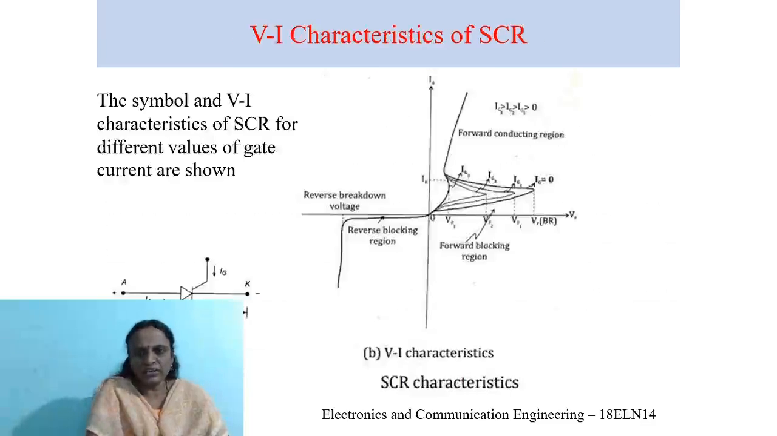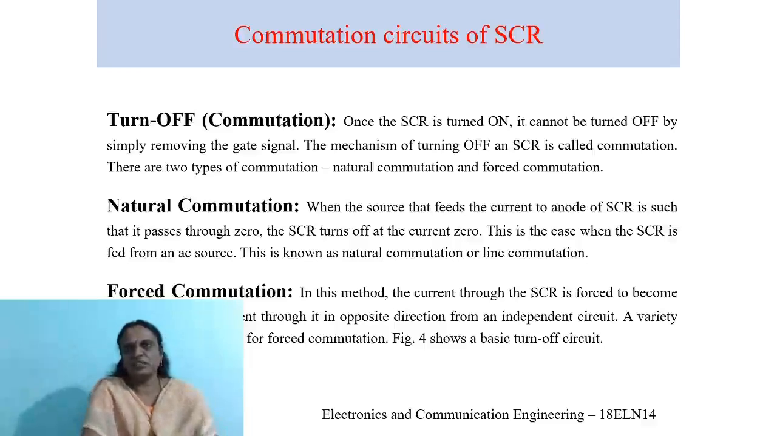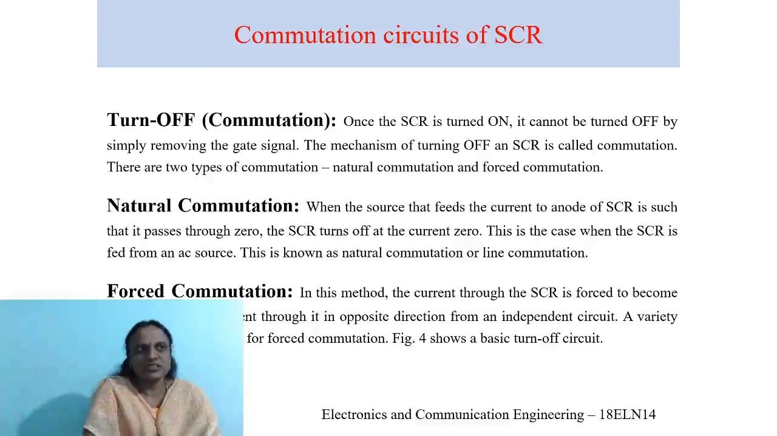In natural commutation, the source that feeds the current to the anode of an SCR is such that the current passes through 0, and the SCR turns off at the current zero. That is the case where the SCR is fed from an AC source. This is also called natural commutation or line commutation.